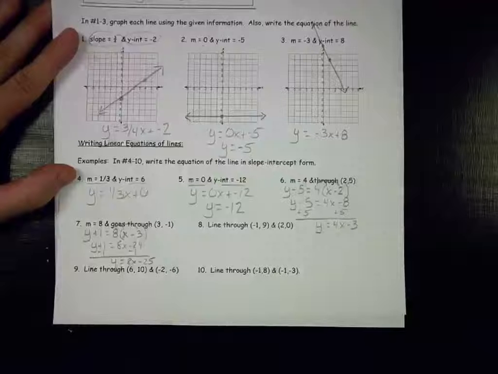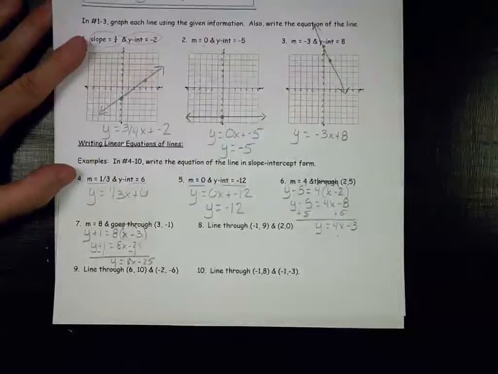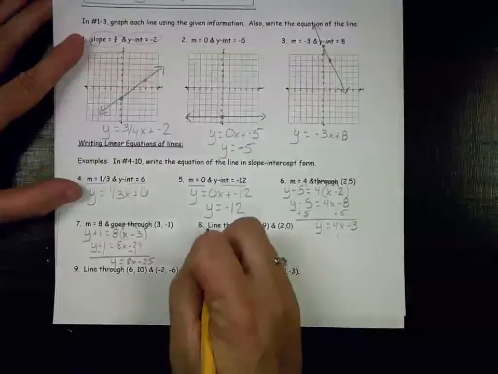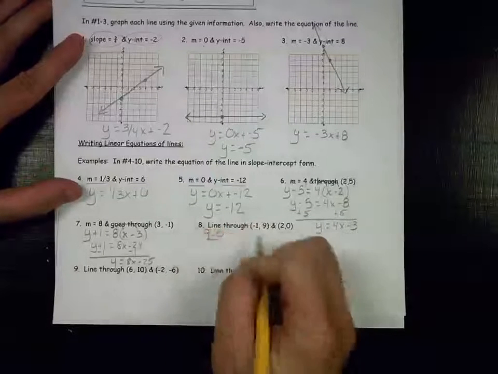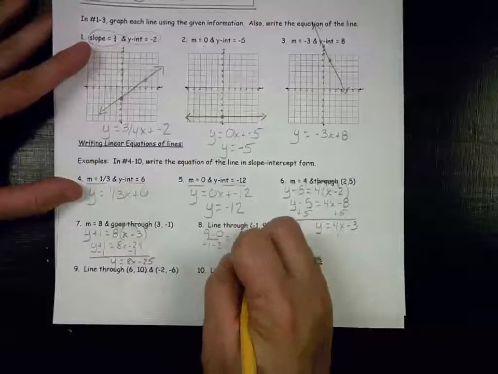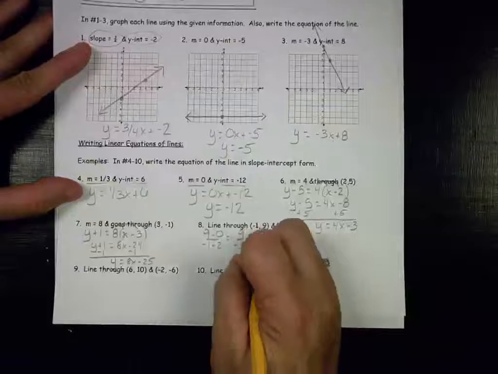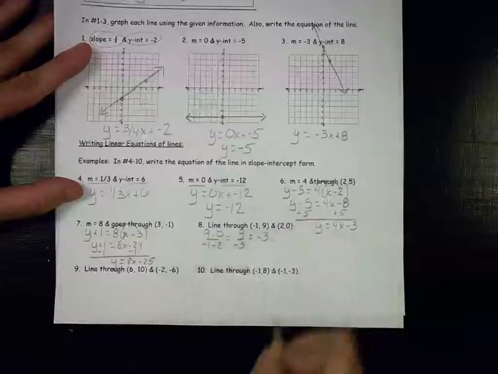8, 9, and 10, they add one more step. Now they don't give you the slope. We need to find that slope. So 9 minus 0 over negative 1 minus 2. That becomes 9 over negative 3, which is negative 3.